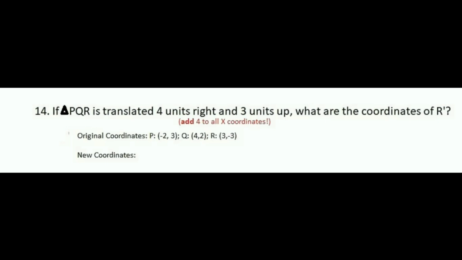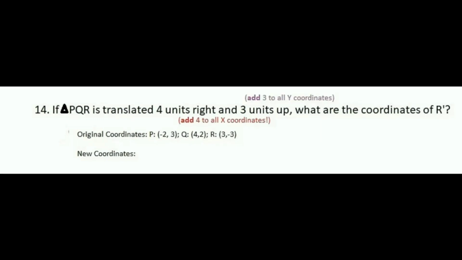and 3 units up. Now 4 units right, if you think about a number line, if you go to the right, that's always the positive direction. So if we're moving positively by 4 units, then that means we're adding 4 to all of our x coordinates. Now, similarly, with the y-axis, if we're moving 3 units up, we're going to add 3 to all our y coordinates. Now, if we were moving down on the y-axis, we would subtract 3 from all our y's. If we were moving to the left on the x-axis, we would subtract 4. But in this case, both of our moves are positive.